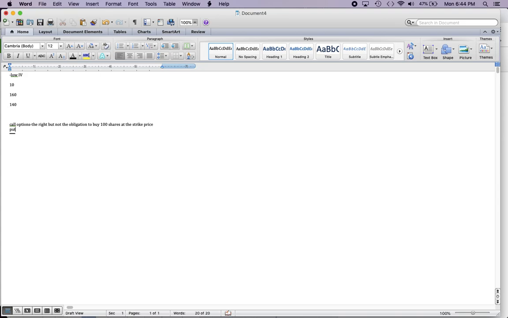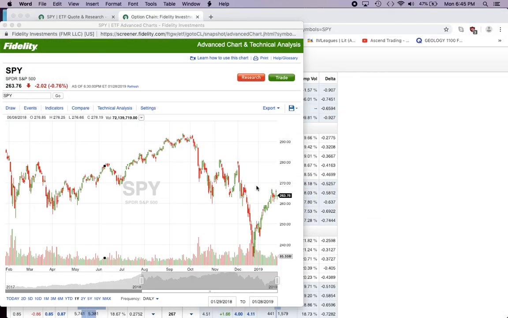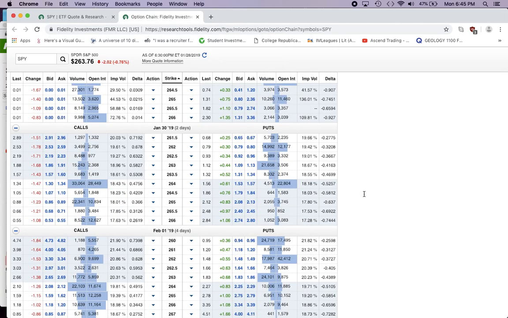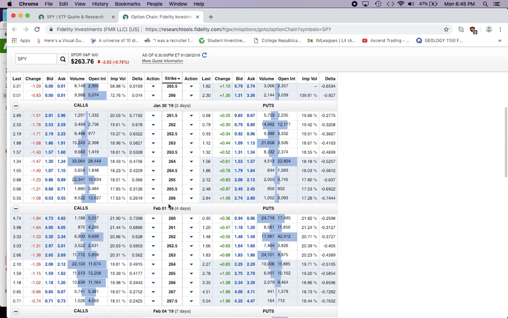So put options are the right but not the obligation to sell 100 shares at the strike price. All right. And so with puts, if you bought, say, 264 puts, or let's say you bought 266 puts. Let me tell you why this is more expensive: because you can sell them at a higher price. So the insurance is greater, so therefore the puts will be more expensive.